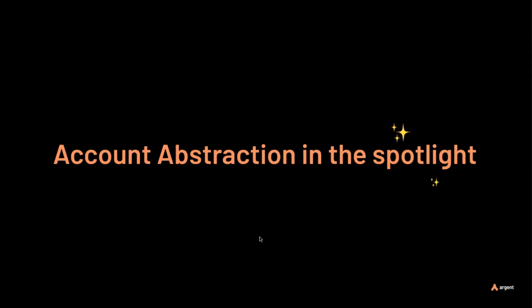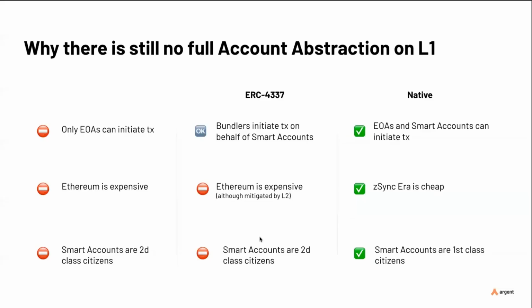Now, as you might have noticed, account abstraction has been in the spotlight quite a bit in the past weeks, and that's mainly thanks to ERC-4337, which has been implemented on Ethereum mainnet, as you might know. And I just want to touch base and make sure that everybody really understands what ERC-4337 is and what its impact on account abstraction is. So the question is actually, why is there still no full account abstraction on layer 1, right? And the answer to that question basically boils down to 3 elements.